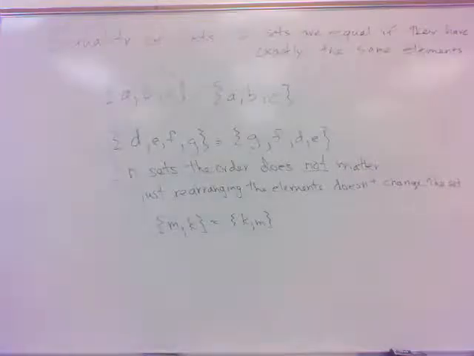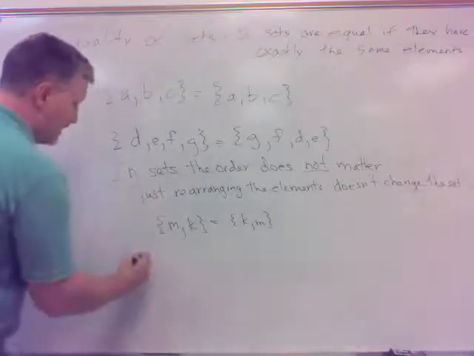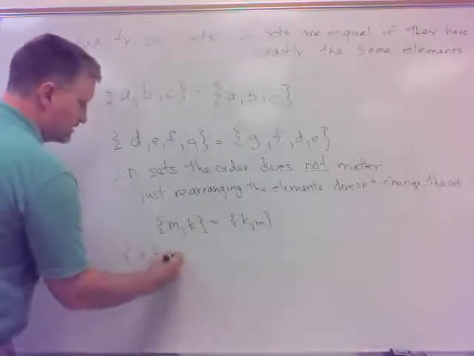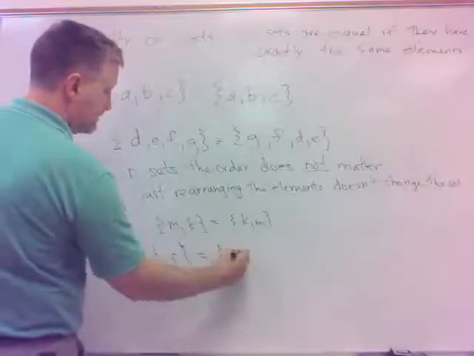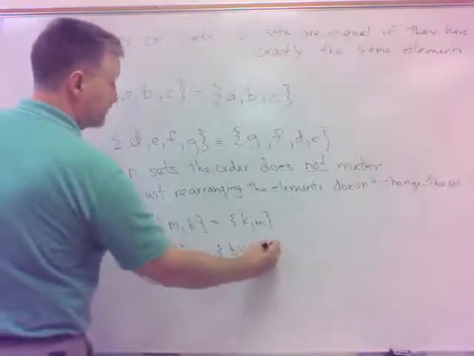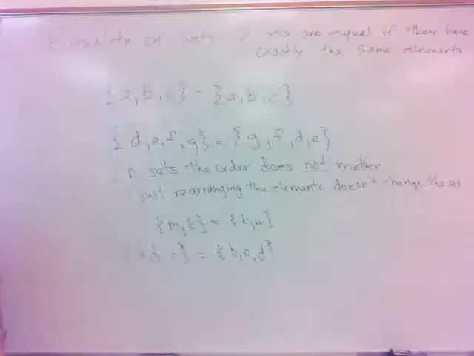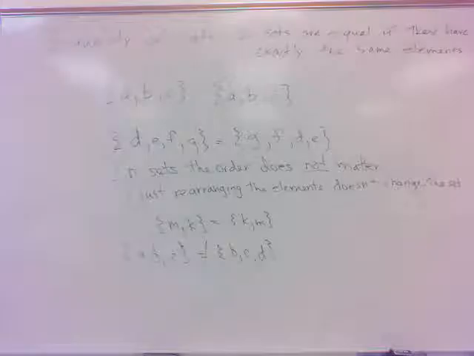To get not equal, how do I get something not equal? Well, I have to have a different element somewhere along the way. Like if I had A, B, C, is that equal to B, C, D? Same size. They're not equal, are they? Yeah. That one's not equal because you've got different elements. So that's how you get a set not to be equal.